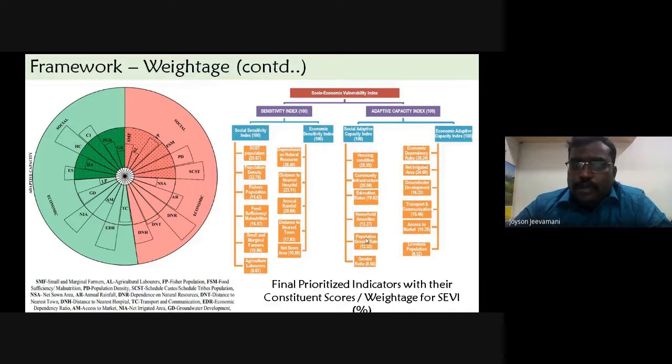These are all social adaptive capacity, and then these are all the economic adaptive capacity. After finding these indices, the average of social sensitivity and economic sensitivity gives the sensitivity index, and the average of the social adaptive capacity index and economic adaptive capacity index will be the adaptive capacity index. So finally, we will take the average of the index values.